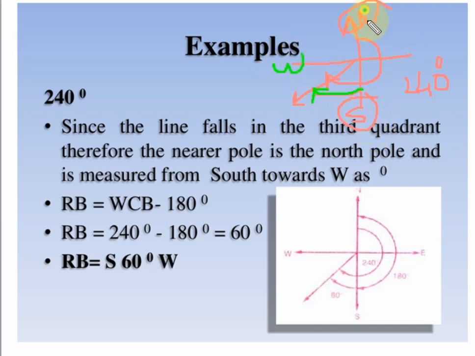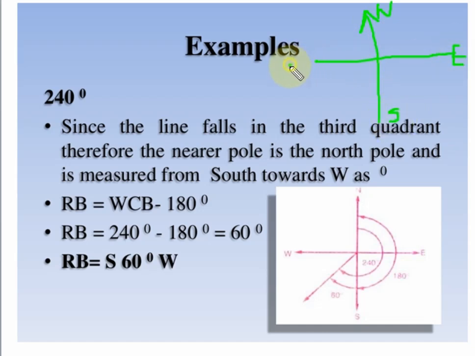Okay, already we have written north here. I can draw again. This is north, then this is south, this is east, this is west. Okay, so 240 degrees comes in the third quadrant.